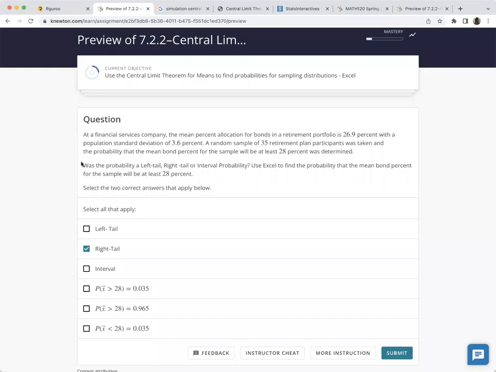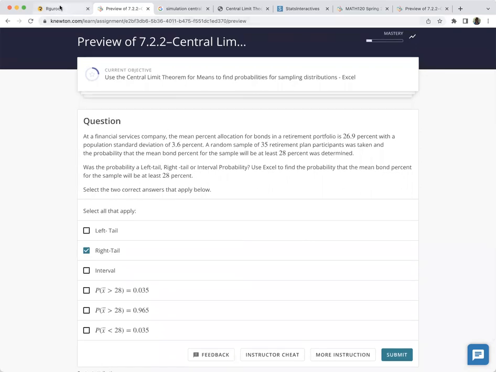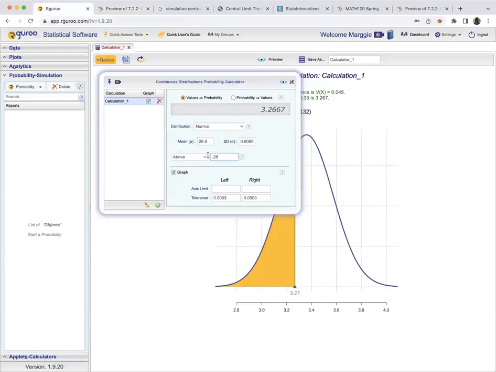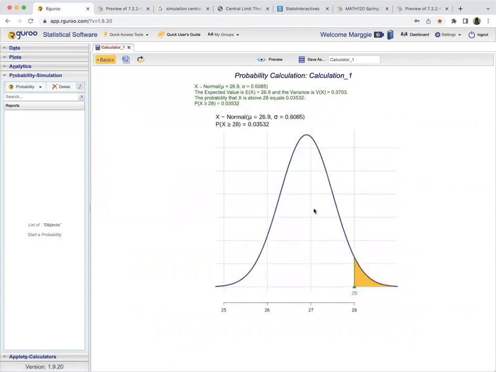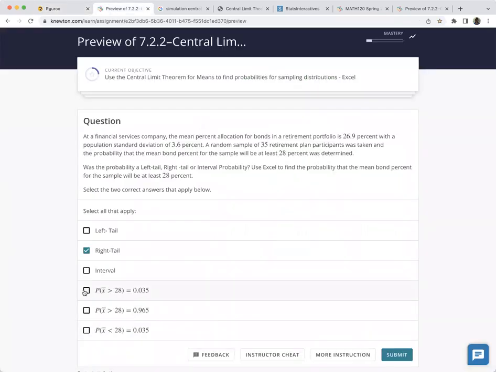Again, the probability that the mean percent for the samples will be at least 28. So yes, 28. Percent is the unit of measurement, so it's just 28 without the percent sign. Again, I'm going to do the graph because that gives us information if we're doing it correctly. Greater than 28, so at least 28 or more. Then the probability is this one in here, 0.035. So 0.035 is this one, so this should be the correct one. It's a right tail, and the probability is 0.035.